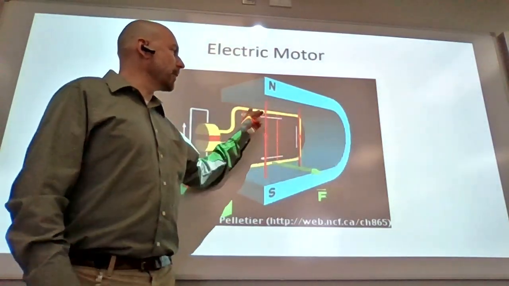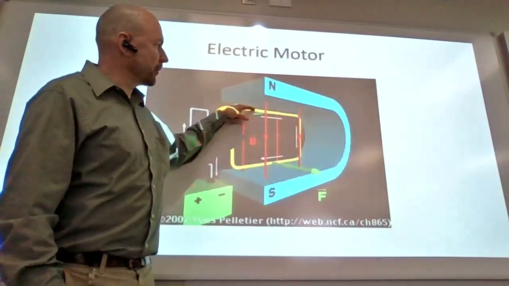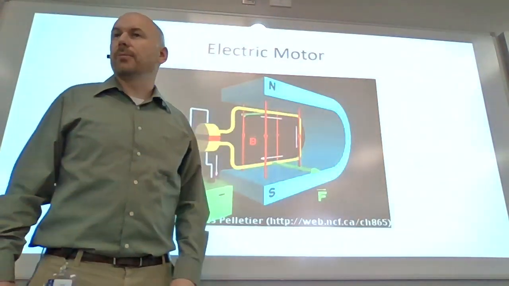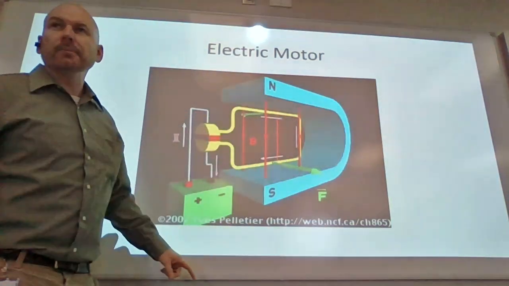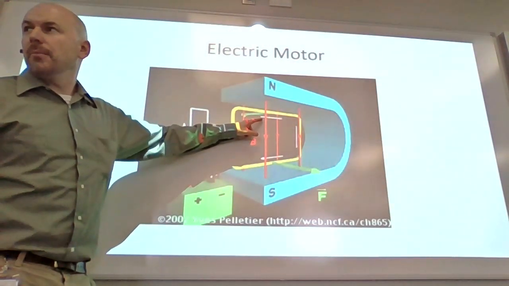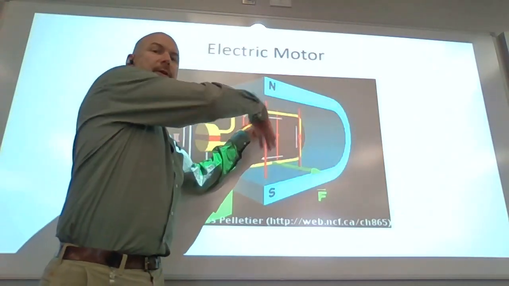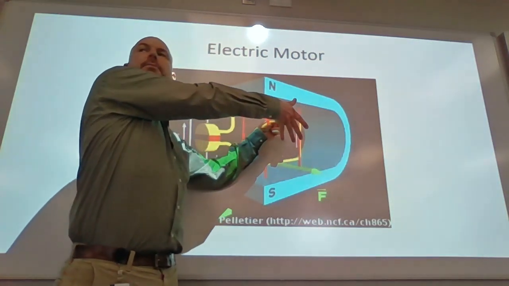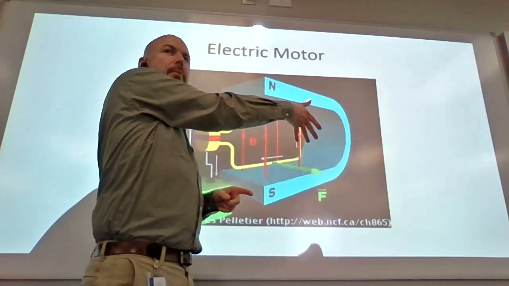Which way is this part of the wire loop going to be forced? Magnetic field is going down, the current's going this way. Which way is this part of the wire going to be forced? Show me. Magnetic field's going down, fingers go down, thumb goes this way. It's going to be forced into the board.